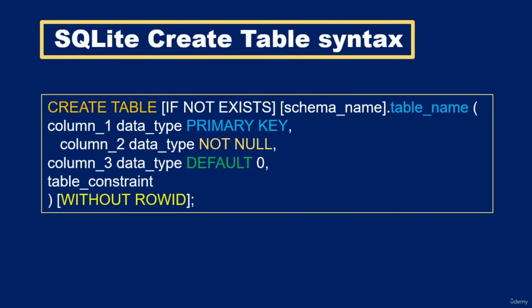However, if the primary key consists of multiple columns, rather than use a column constraint, you can use a table constraint instead of using the constraint at the column level. Notice here I've got WITHOUT ROWID.